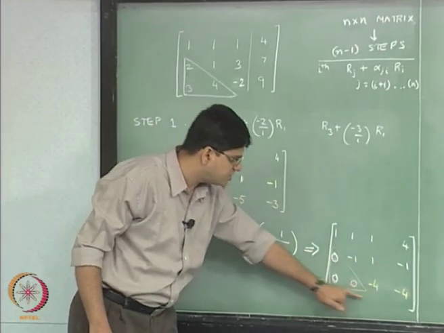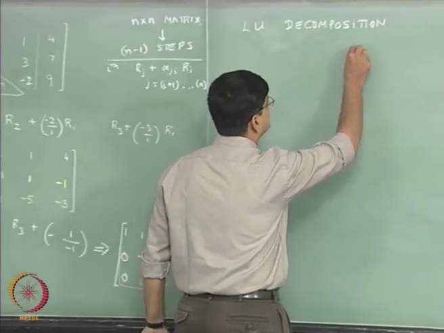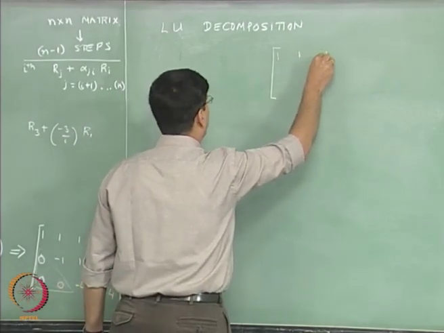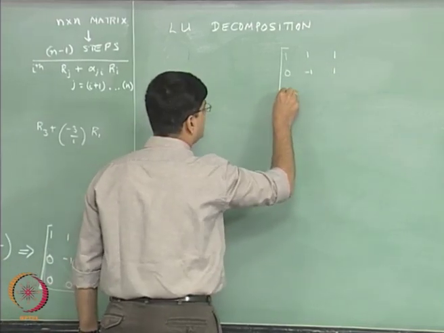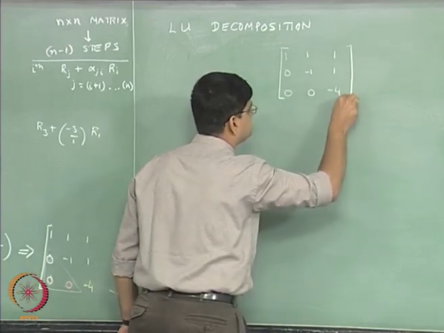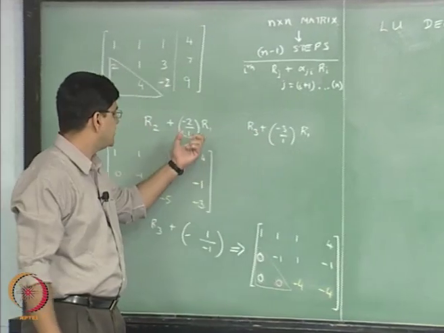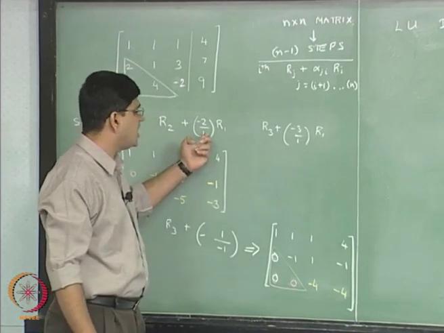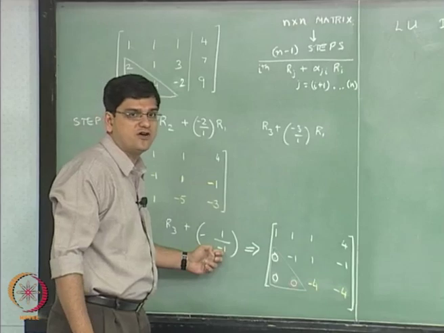From the Gauss elimination method we got this as the upper triangular matrix. So let me write this upper triangular matrix as 1 1 1, 0 minus 1 1, and 0 0 minus 4. Okay. Now what I will do is I will look at these coefficients. Okay, this was alpha 2 1, this was alpha 3 1, and this was alpha 3 2.